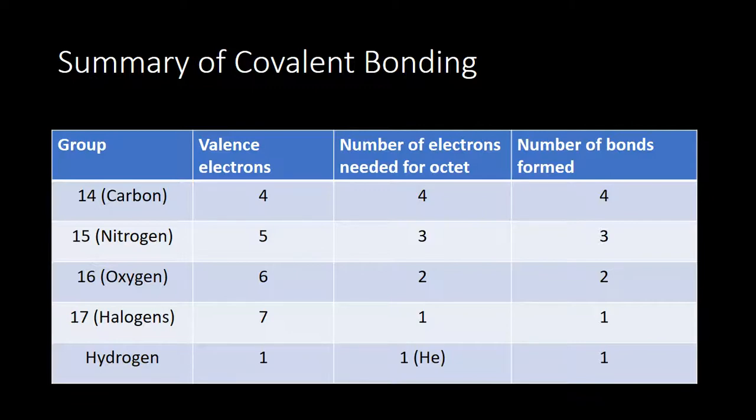But anyway, as a sort of summary, carbon will typically make 4 bonds because it needs 4 more electrons to get an octet. Nitrogen has 5 valence electrons. It needs 3 more to get an octet, so therefore it tends to make 3 bonds. Oxygen has 6 valence electrons. It needs 2 more electrons to get an octet, so it tends to make 2 bonds. Halogens have 7 valence electrons. They need 1 more valence electron to get an octet, so they tend to make 1 bond. And hydrogen has 1 electron. It's trying to be like helium, so it needs 1 more electron, so it tends to make 1 bond.